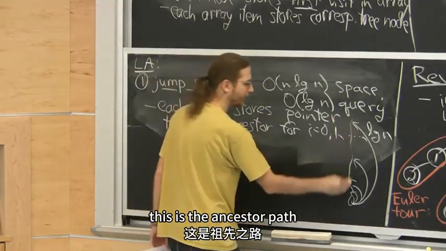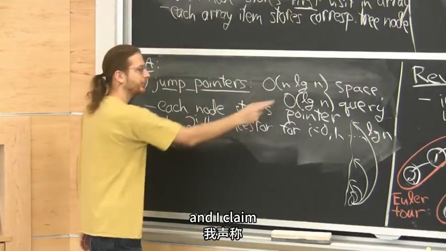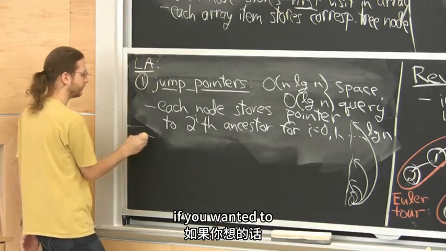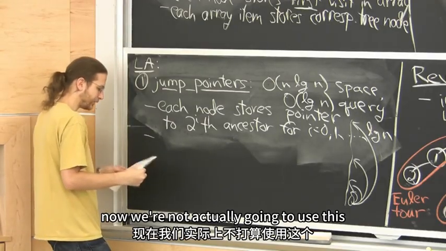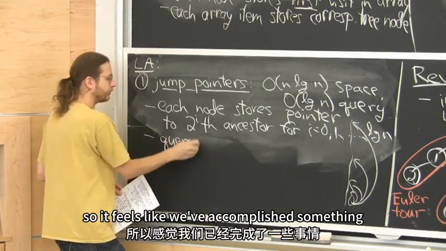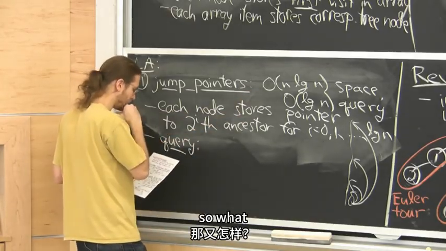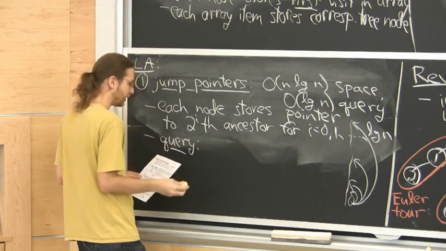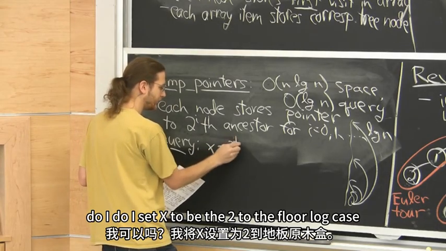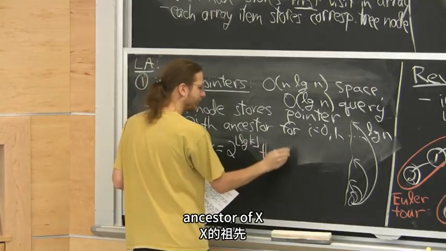This is the ancestor path. So n log n space. And I claim with this you can roughly do a binary search if you wanted to. Now, we're not actually going to use this query algorithm for anything, but I'll write it down just so it feels like we've accomplished something, namely log n query time. So, what do we do? I set x to be the 2 to the floor log kth ancestor of x.